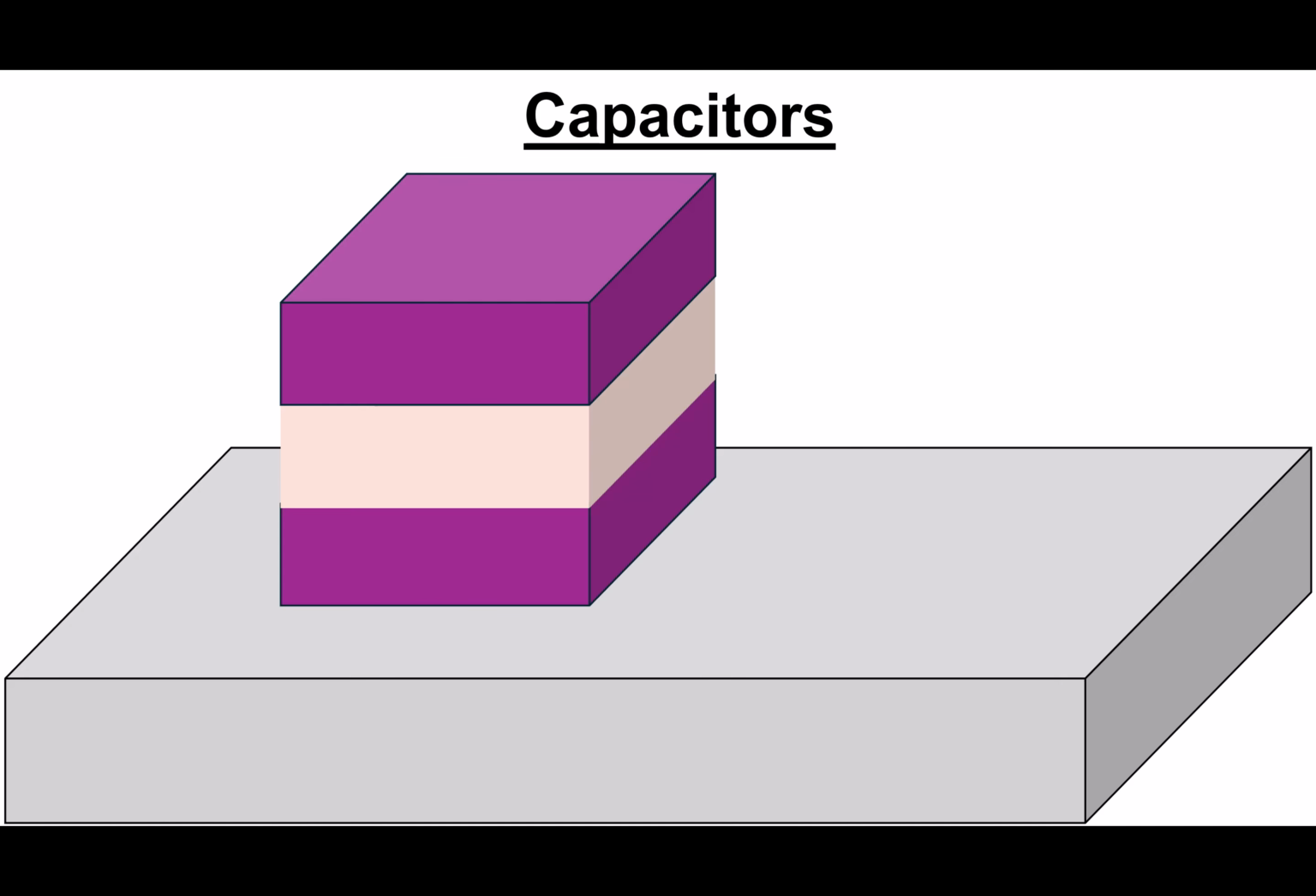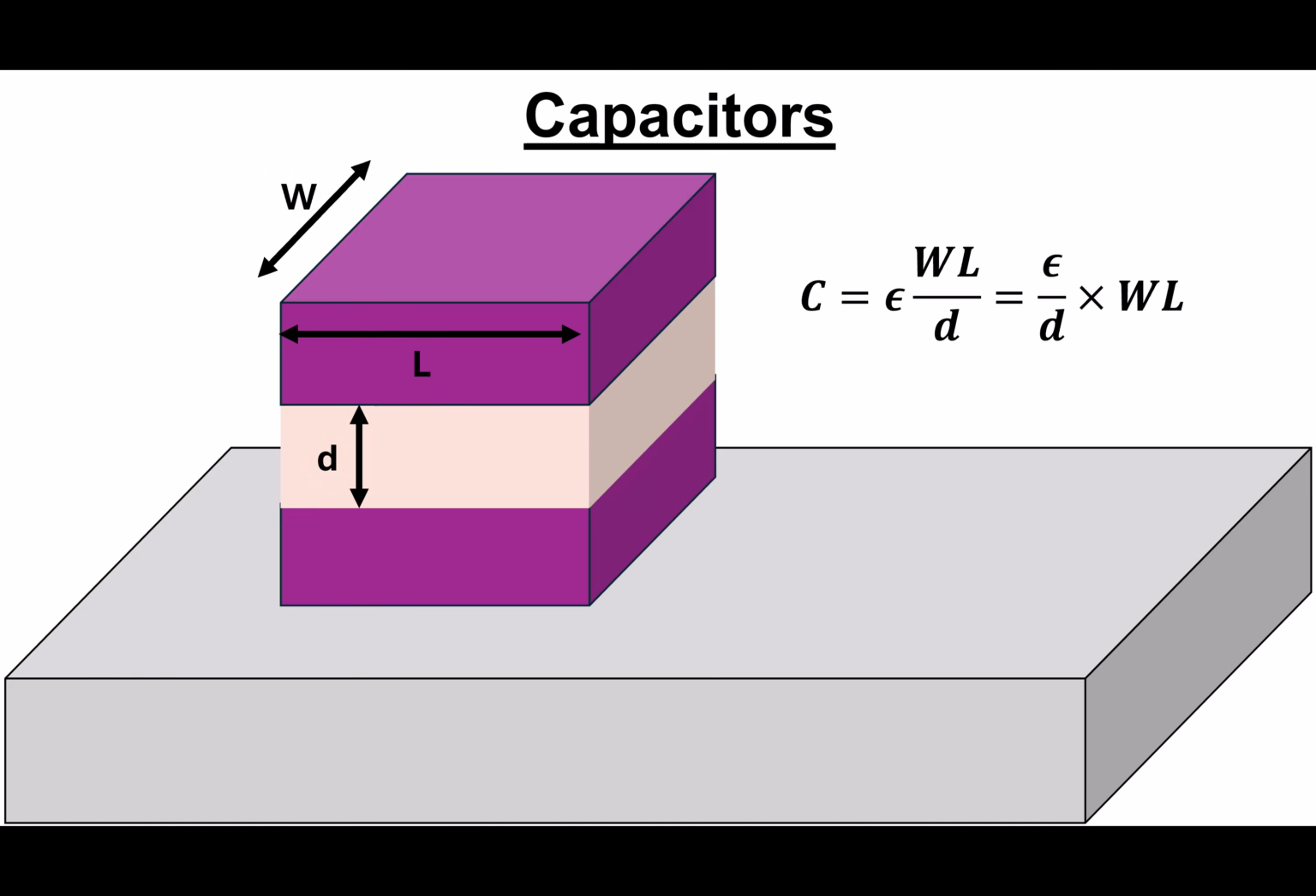So this is how a capacitor will look. Looks like a nice fruit cake, but you can't eat it here. Here again, you have dimensions as these. What is the capacitance value? Epsilon times, what is the area? Cross-sectional area, WL. So it's epsilon times WL by D.